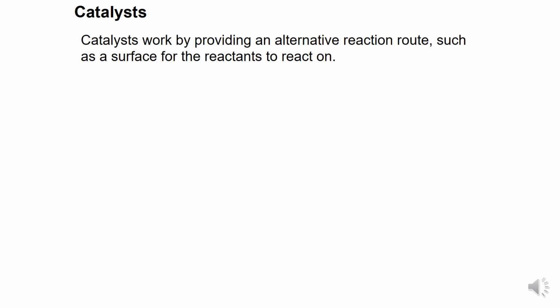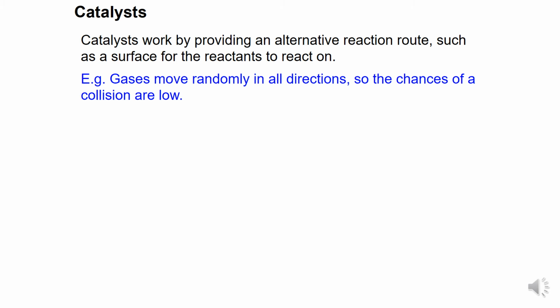Now the fourth area, the fourth factor that affects rate of reaction is the use of a catalyst. Now catalysts work by providing an alternative reaction route, such as a surface for the reactants to react on. Now if we look at that in more detail, gases move randomly in all directions in 3 dimensions, so the chances of a collision between gas particles are very low.